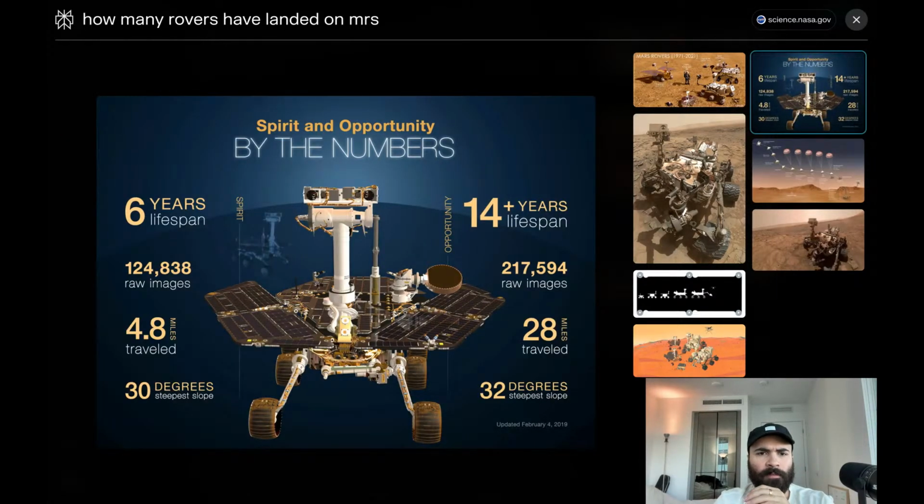Spirit and Opportunity by numbers: 6 years lifespan. Oh, so which one is Spirit? Which one is Opportunity? 217 raw images, 28 miles traveled. 28 miles. Is that a lot? 4.8 miles traveled, 30-degree steepest slope, 32 degrees steepest slope.